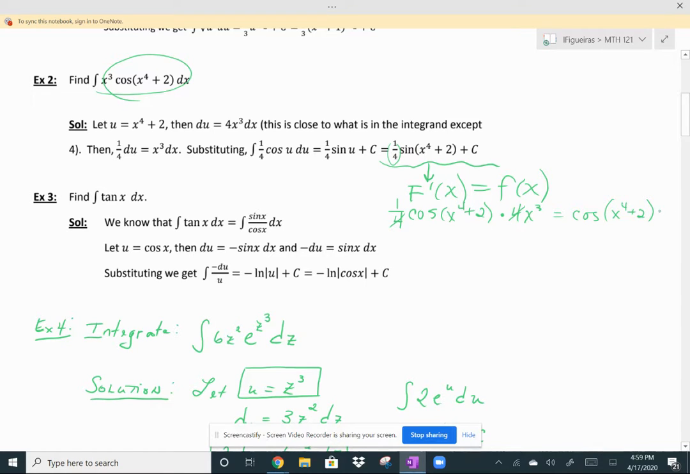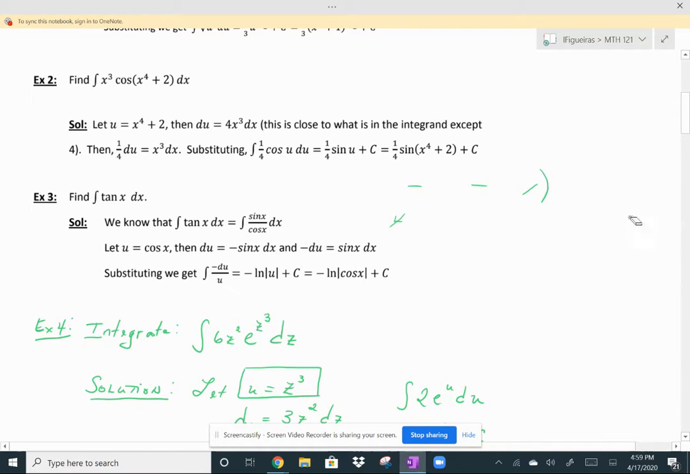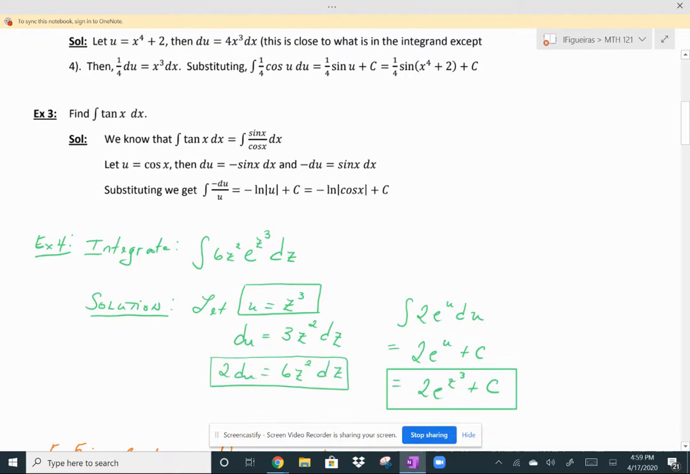Cosine x to the fourth plus 2 times x cubed, which was the original problem. So until you get really comfortable with integration, I do suggest that you check your answers by taking the derivative of the integral, of the answer you get with your integral, and making sure it equals the original integrand. All right, so here's another one.